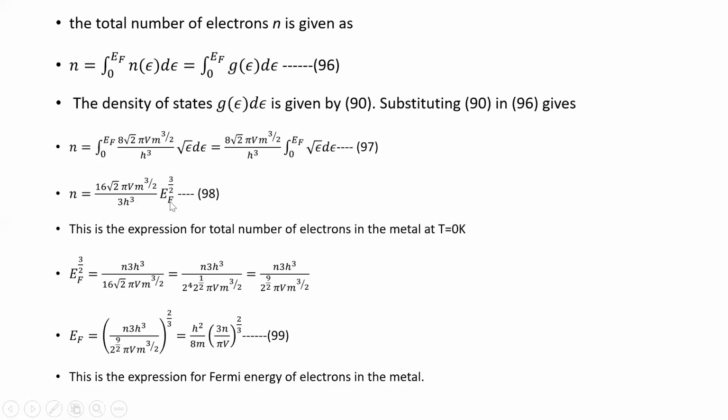And from this expression, we shall get the expression of EF, the Fermi energy, using simple mathematical steps. So this can be written like this by cross multiplication. Then simplify this expression. Then we will get the equation for Fermi energy. So this is an important equation. And this is the expression for Fermi energy of electrons in the metal.